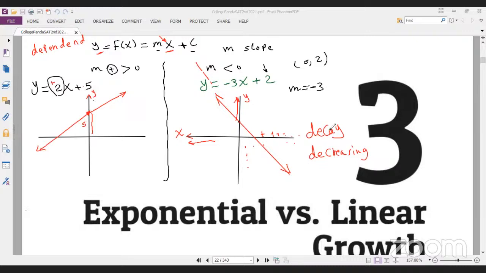Okay, this is what is meant by linear growth or linear decay. Is it clear? I hope it's clear. Any question, please ask.